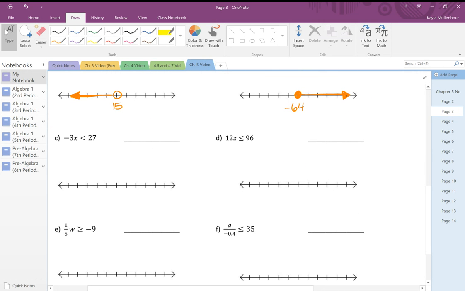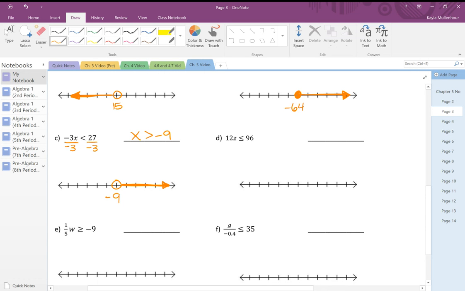C, to get x by itself, we'd have to divide by negative 3. What are we dividing by? A negative? So we have to flip the sign. So this time, x is greater than negative 9. Open circle at negative 9, pointing to the right.